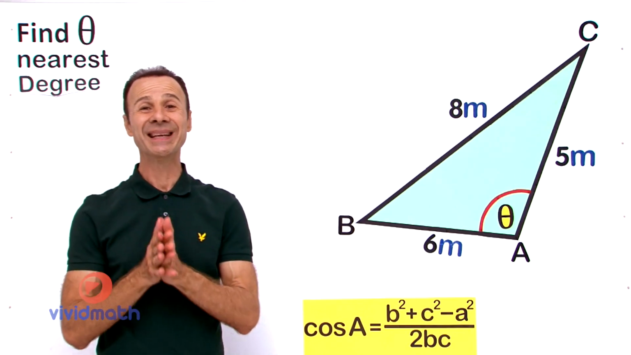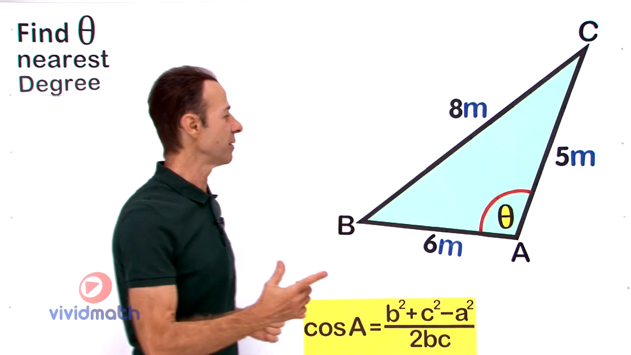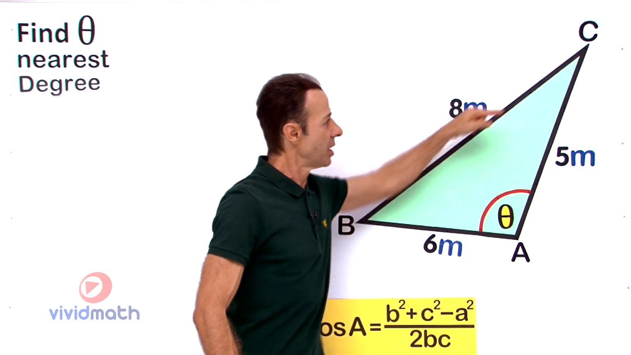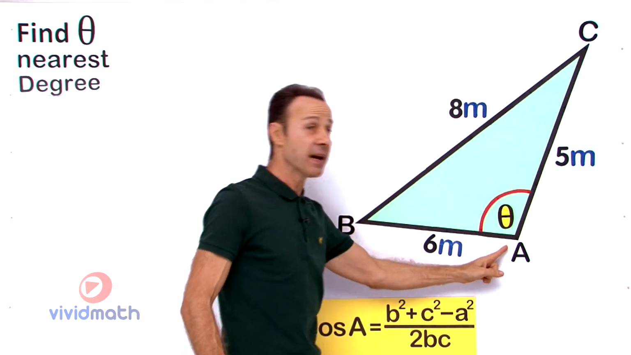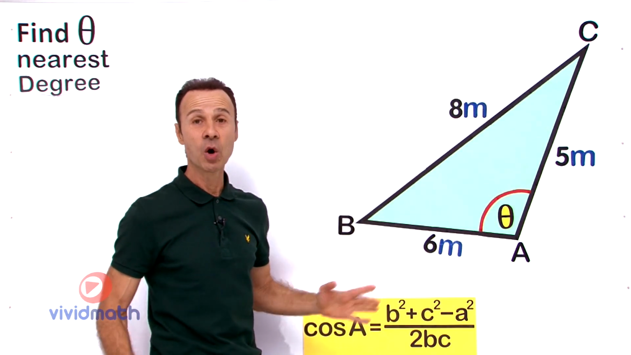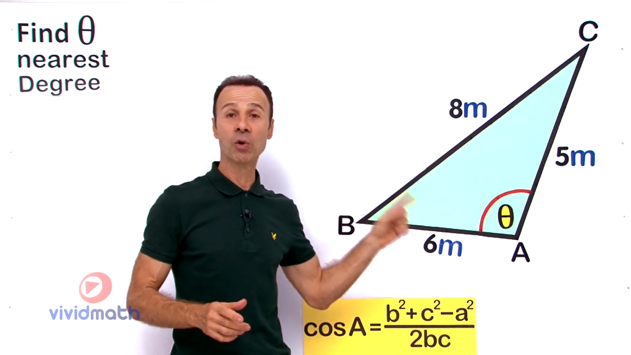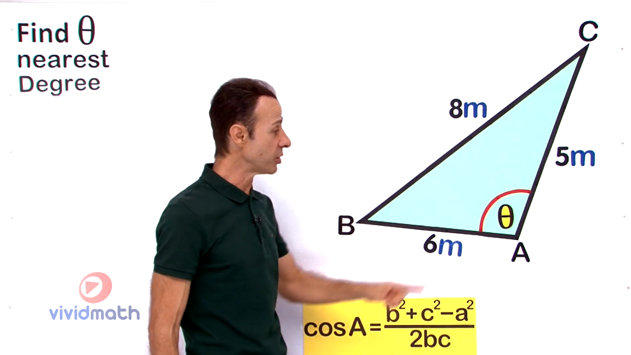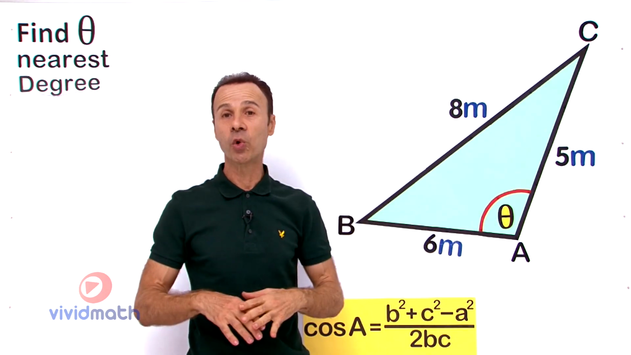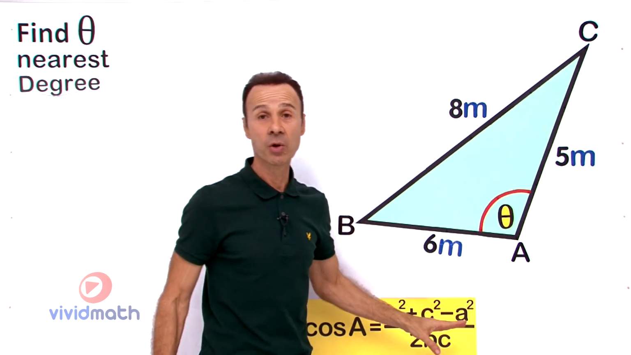All right, let's find an angle in the triangle. We are given a side here 8 meters, a side across here 5 meters, and the other side 6 meters across there. We're given all three sides. Now, if you've ever been given a triangle with all three sides and all you want to do is find one angle, then you always use the cosine rule or the cosine law.